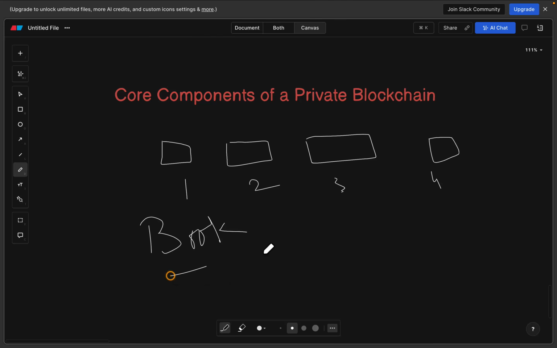Then we have the wallet and digital signature. A wallet generates a public and private key, and these keys are used to sign the transaction. So this is the complete architecture we have in the private blockchain.